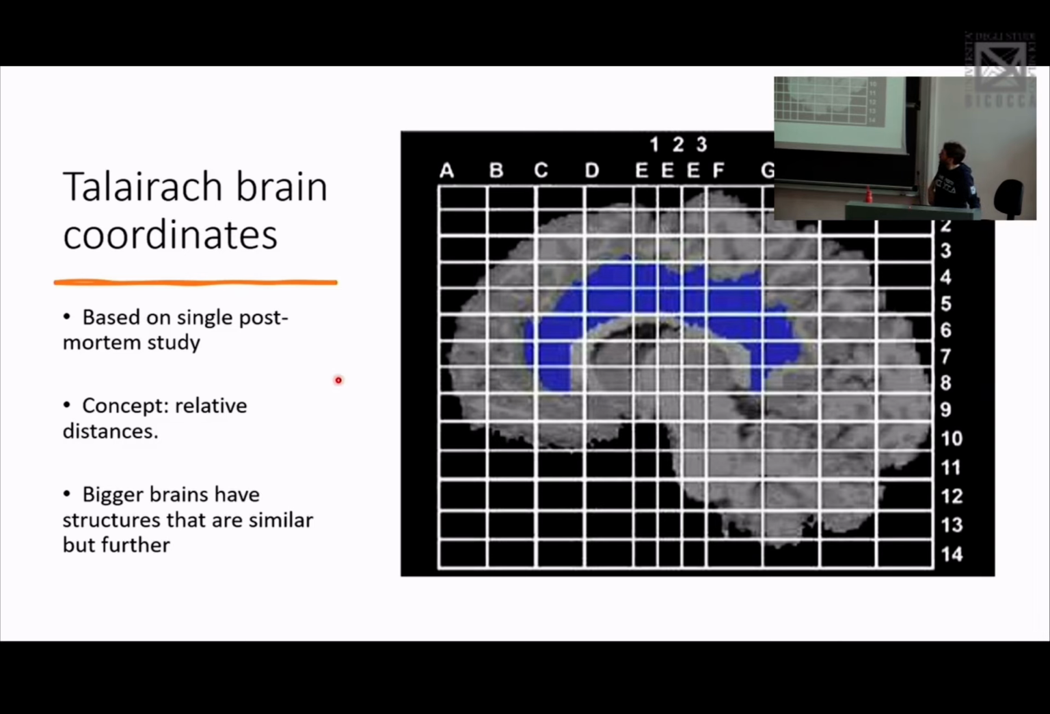You took the image, you went there with a ruler, an actual ruler, then went to the atlas and said, okay, this is probably the frontal cortex.